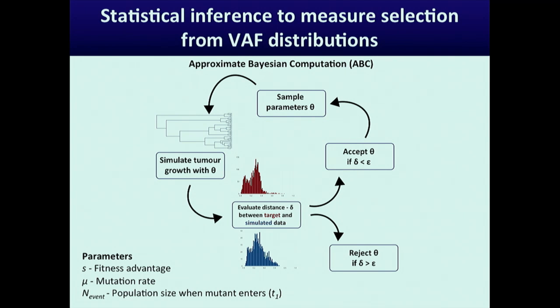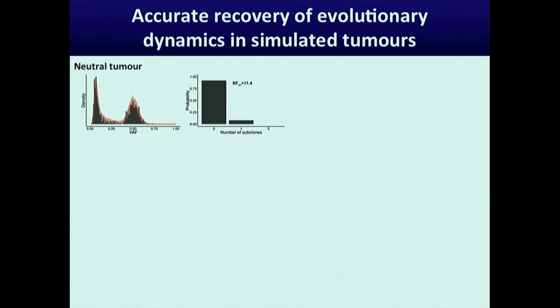And then we just go around this circle many, many times, say 1 million, 10 million, 1 billion times, until we've built up an accurate representation of our posterior distribution. So if we use this technique in simulated tumours, this is a neutrally evolving tumour that we've simulated, and this is the VAF distribution that comes out of the simulation. The red line is the posterior distribution predicted of the VAF distribution in our simulation.